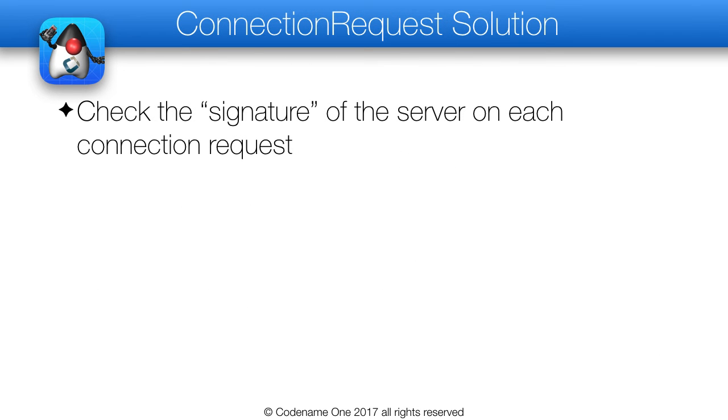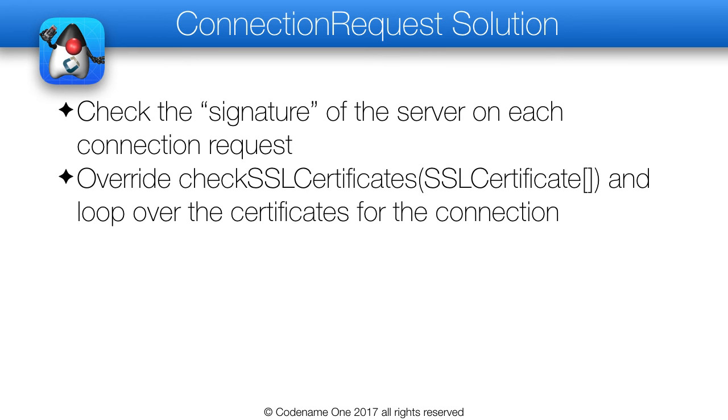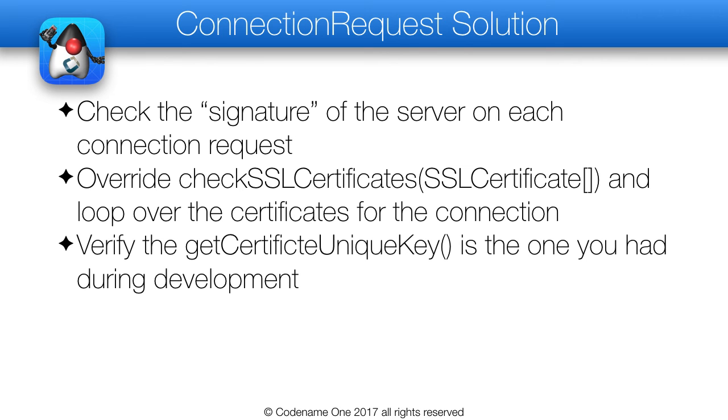The connection request class contains a check SSL certificates method that accepts an array of the certificates supported by a secure connection. You can verify that a signature of a server matches a specific signature that you expect, and that way prevent a potential exploit. You can loop over the array of certificates and verify that a proper certificate is in place. The certificate unique key you get in the simulator should match the one you have in production.